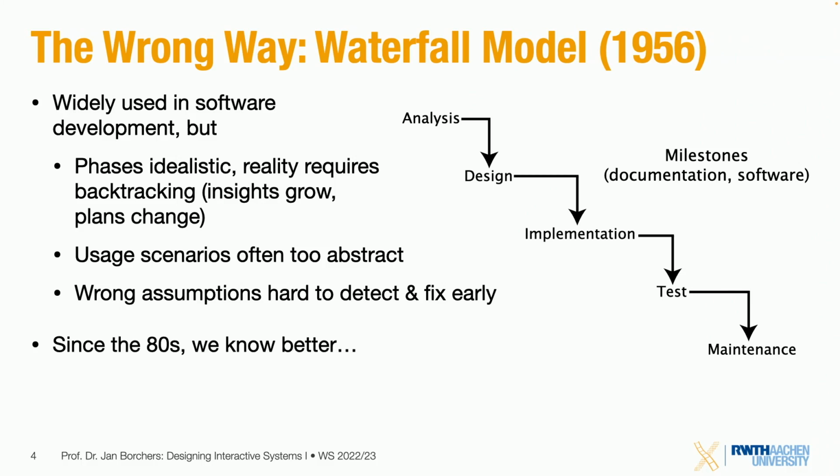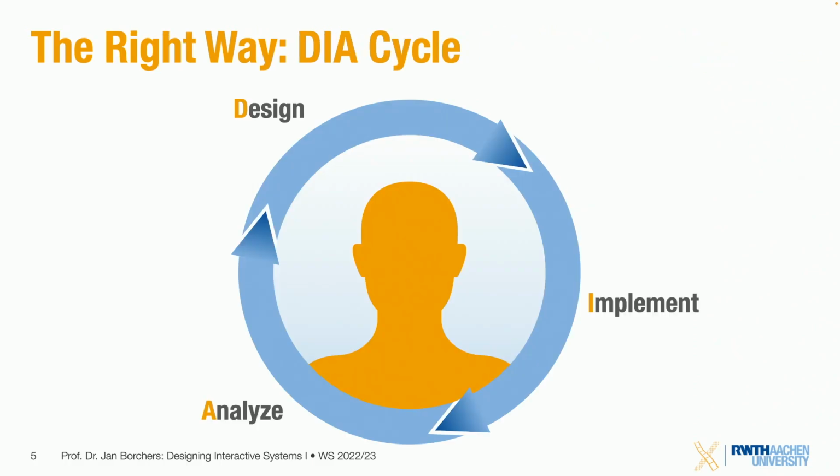So the better way to do this, and this has been known for a long time under many names, I'll call the DIA cycle. This cycle is called the DIA cycle because it consists of 3 phases: design, implement, and analyze. I could also have called it design, implement, and evaluate, but then it would have been the DIE cycle, and that sounded a little bleak to me. So DIA it is.